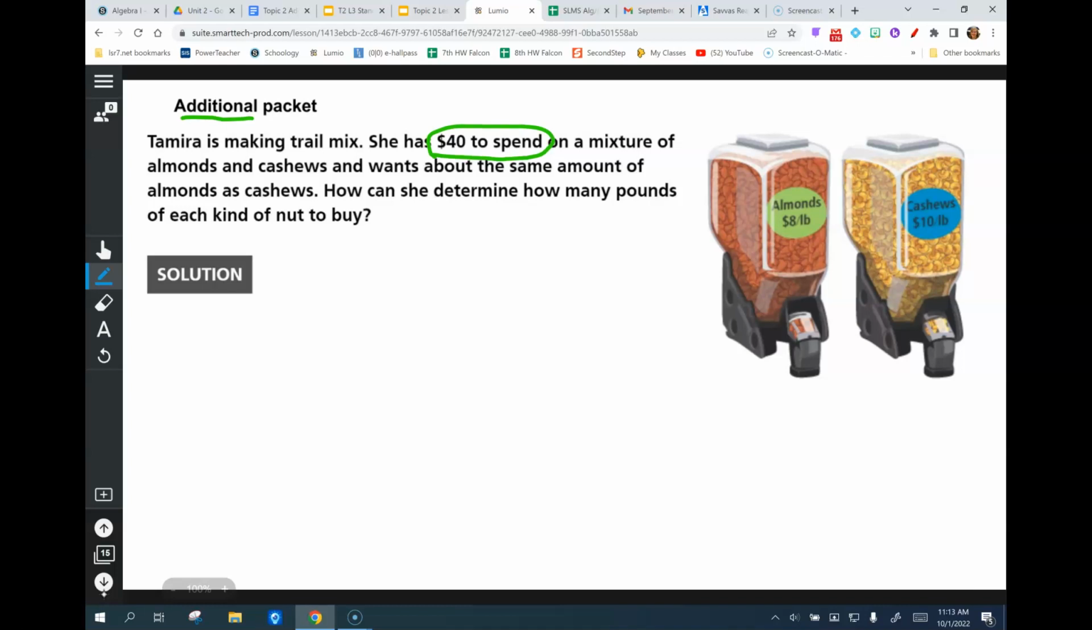That's my total. And she's going to mix together almonds and cashews and wants about the same amount of both. How can she determine how many pounds of each kind of nut to buy? Well, let's first write the equation. With almonds, okay, it's $8 per pound. So your equation would be 8 times A. And then with cashews, it's going to be 10 times C. And that's going to be equal to my total.